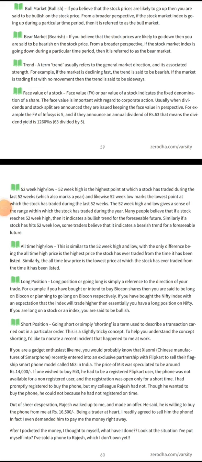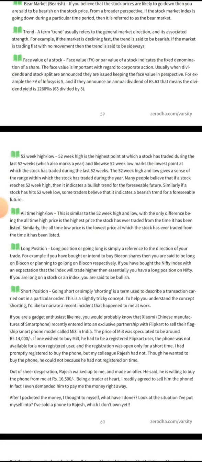16,500 rupees. Being a trader at heart, I readily agreed to sell him the phone. In fact, I even demanded him to pay me the money right away. After I pocketed the money, I thought to myself, what have I done? Look at the situation I have put myself into. I have sold a phone to Rajesh which I don't own.